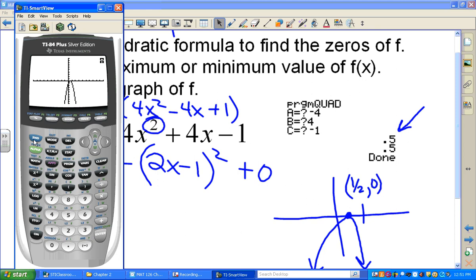Maximum. Second, calculate the maximum. That's why I have to know ahead of time. Are you looking for a maximum or are you looking for a minimum? Now it wants to know left bound. What do you think that means? A number to the left. An x value to the left of your vertex. So I picked negative 8.